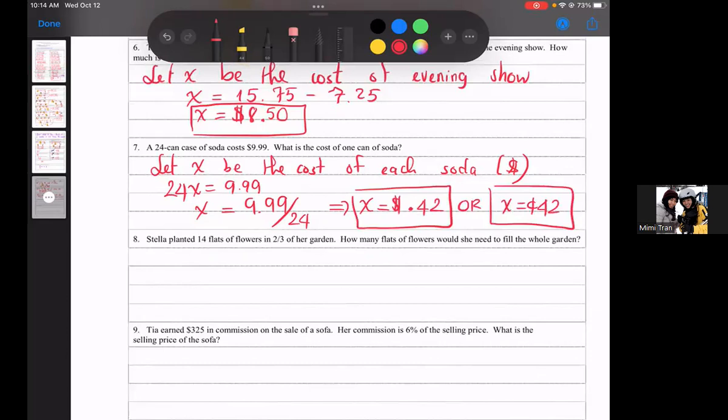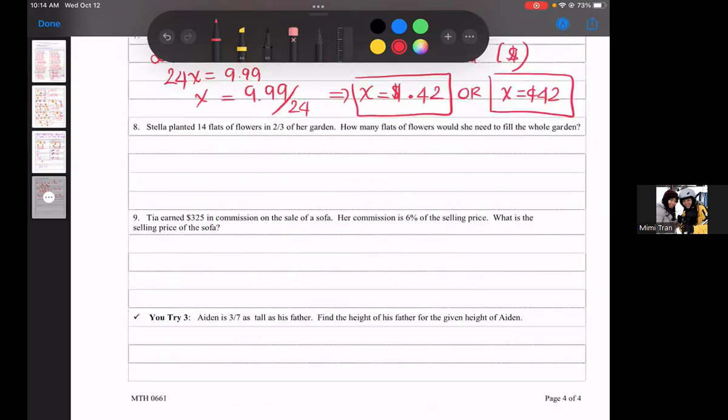Almost there. I'll give you a try and then we can leave. Stella planted 14 flats of flowers in 2/3 of her garden. How many flats of flowers would she need to fill the whole garden?